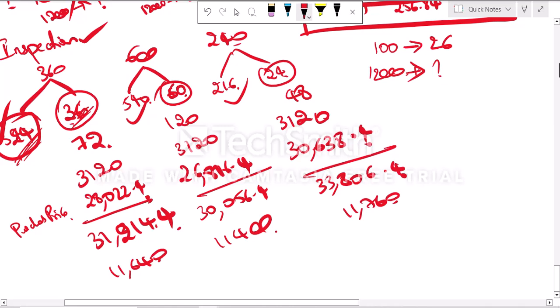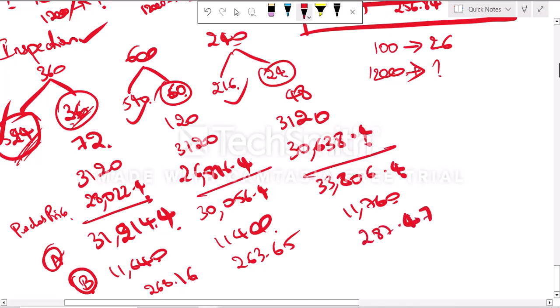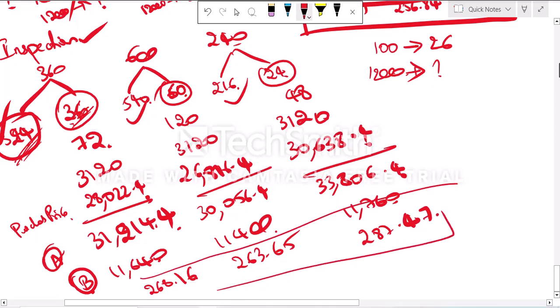If you divide, you will get per unit, but we have to find out per 100 units. So A divided by B into 100. 31,214.4 divided by 11,640 into 100 is 268.16. 30,056.4 divided by 11,400 into 100 is 263.65. 33,806.4 divided by 11,760 into 100 is 287.47.